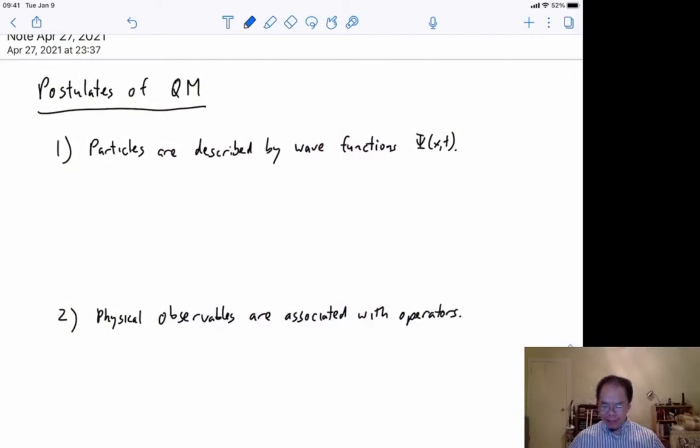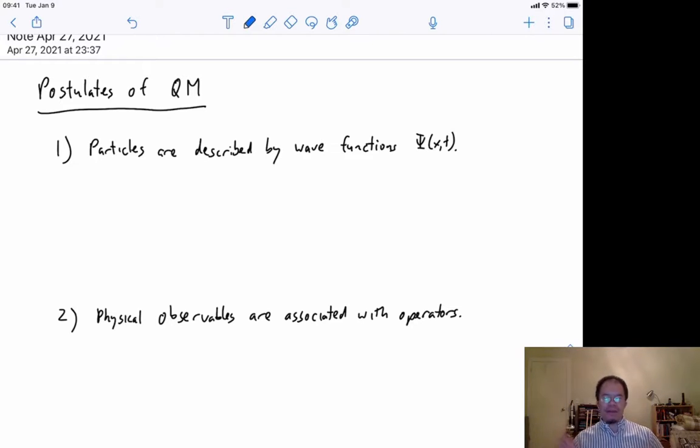When you take 421, we'll begin sort of by thinking about the postulates. Here you should think of this as really a summing up of everything we've learned about quantum mechanics so far. Okay, so the first two are probably not too much of a surprise. So the idea that first, particles are described by wave functions. We've been talking about this for a while.